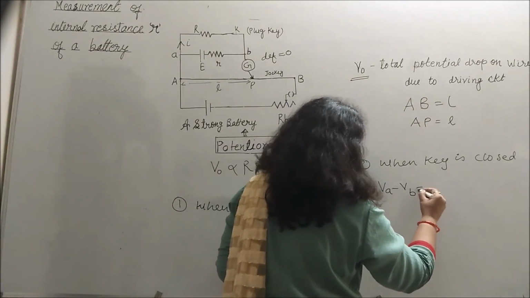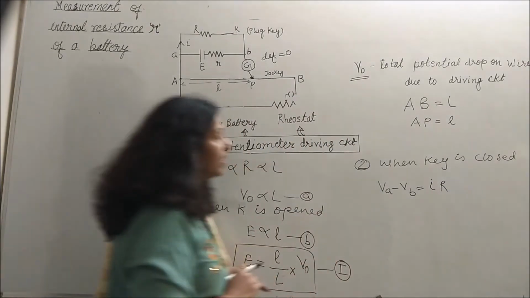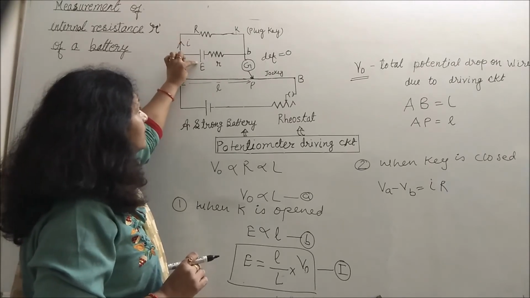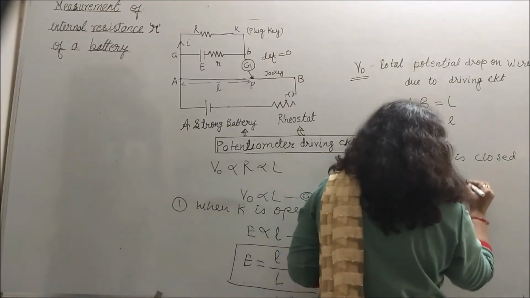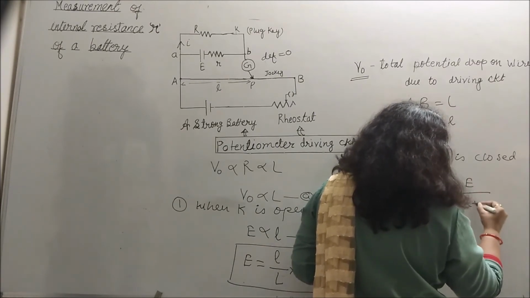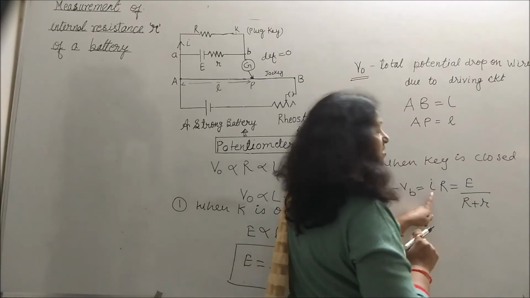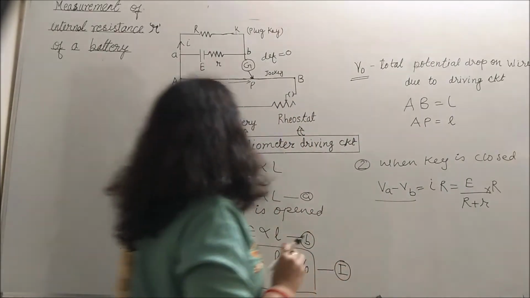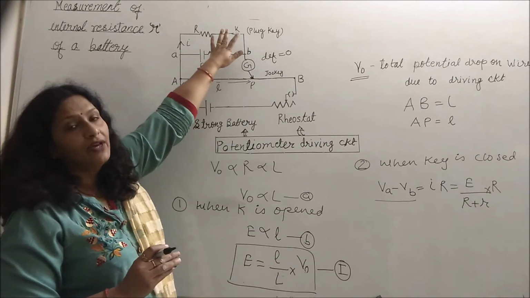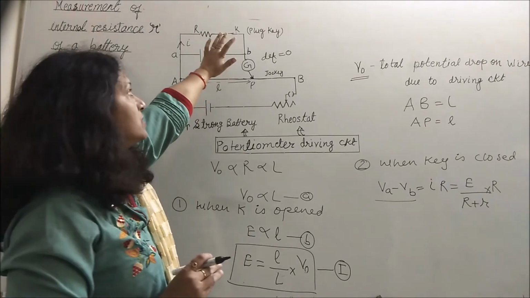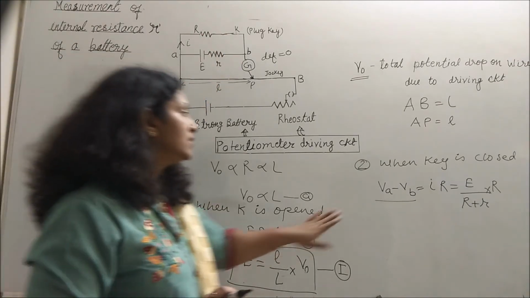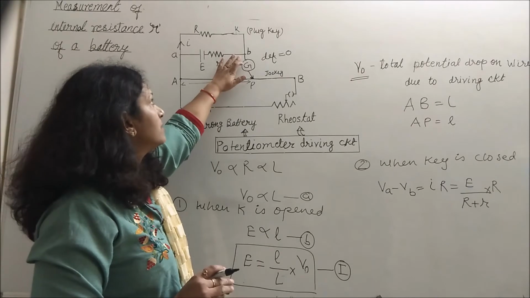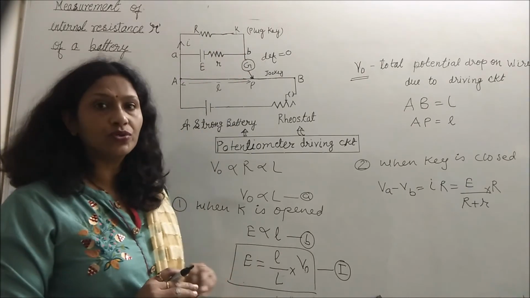VA minus VB will be I multiplied by R, and you can write this I in terms of the battery EMF divided by the total resistance. This is our I multiplied by R. So this is nothing but voltage across AB terminal when the switch is closed. Okay, so this VA minus VB is the voltage drop across AB terminal when this switch is closed.